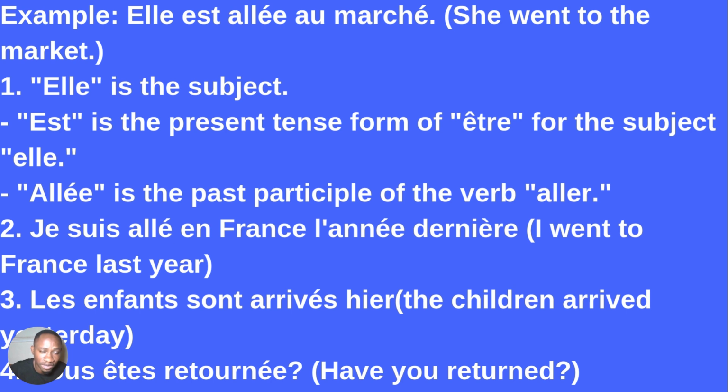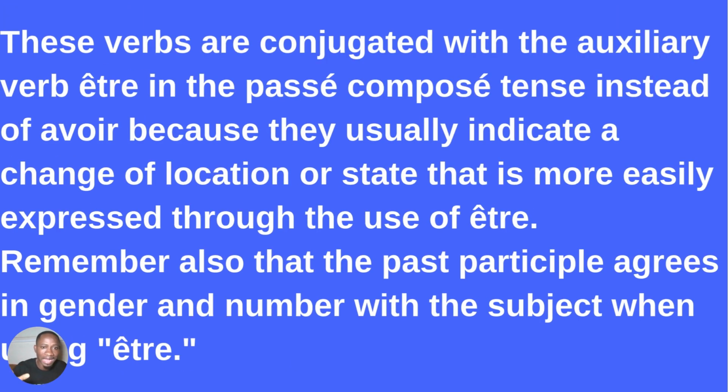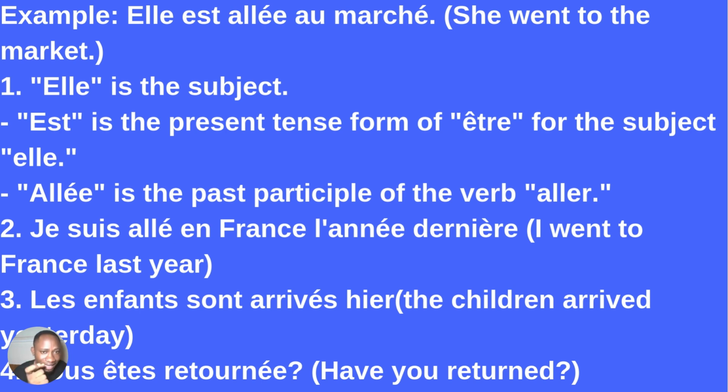Take note of the fact that the allée there has a double E. Don't forget, we said that it will always do what? It will always agree. So that allée has an extra E because the subject is a woman. If it was a he, it would be il est allé, and the allé there will have only one E. Okay, elle is the subject, est is the present tense of the verb être, and allée is the past participle of the verb aller. Okay, so je suis allé en France l'année dernière.